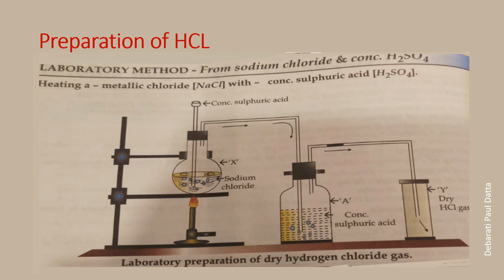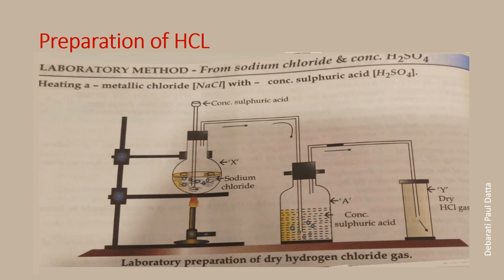Now, next slide is on the preparation of hydrogen chloride gas by laboratory method from sodium chloride and concentrated sulfuric acid. Sodium chloride, when it reacts with concentrated sulfuric acid below 200 degrees centigrade, produces sodium bisulfate and hydrogen chloride gas. Okay, temperature is very important in this case. It has to be below 200 degrees centigrade, and if you do not mention this temperature, you won't get any marks for this equation.